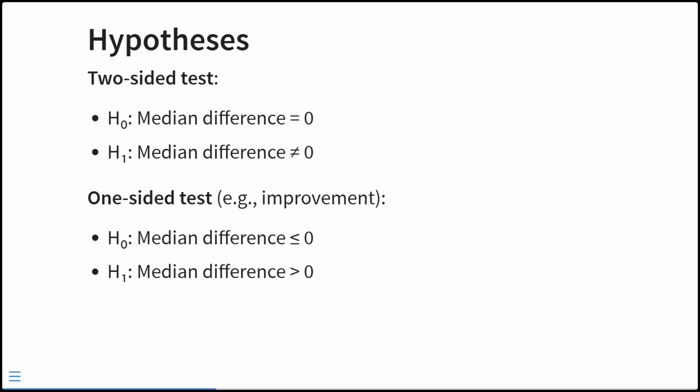In the one-sided test, we're using just one sample of data. So the null hypothesis is that the median difference is less than or equal to 0, or we can say the median difference is greater than 0. That is relative to the hypothesized median.